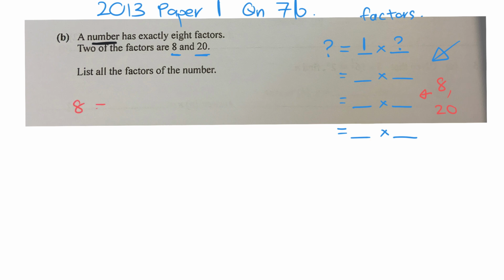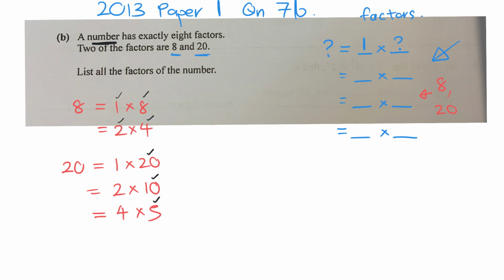So the trick is now, what are the factors of 8? 8 is 1 times 8. What else? 2, 4. Then even for 20, it is 1, 20. 2, 10. Anything else? 4, 5. Okay, so the factors of 8 and 20 are going to be factors of this unknown number as well.